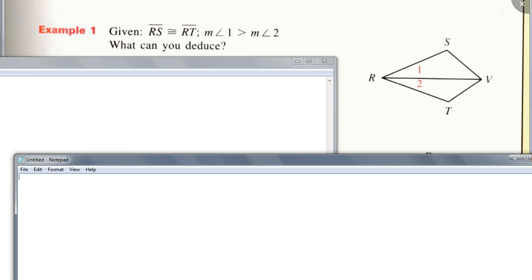We know that SR is congruent to RT and angle 1 is greater than angle 2. What can you conclude if that's true? I'm sorry? Which one is greater? Yes, SV will be greater than VT, right? Because they're sharing the same side, RV. What's the reason, class? Side angle side inequality theorem. Very good. Does that make sense? Yeah. Let's do one more.